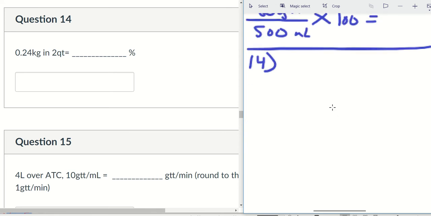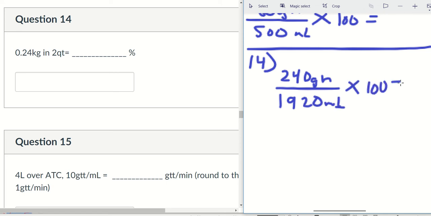Number 14, 240. So 240 grams. Don't be scared. 2 quarts. Well, I know 1 quart is 960. So 2 is 1920. And then multiply by 100 to get your percentage. 240 divided by 1920 times 100.